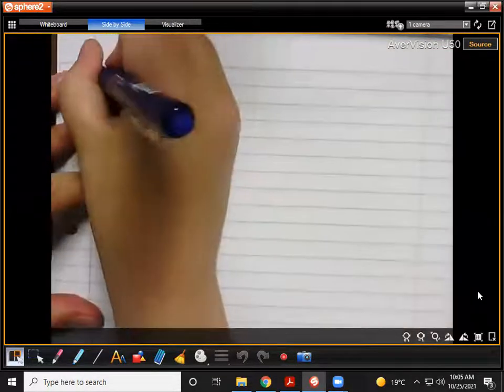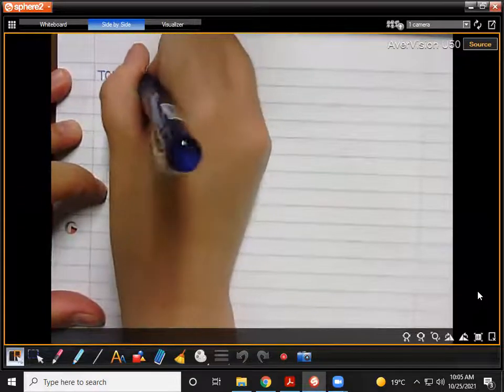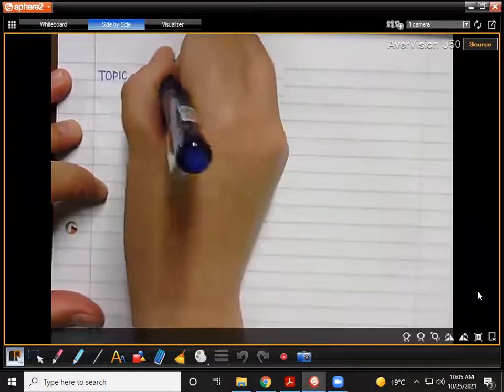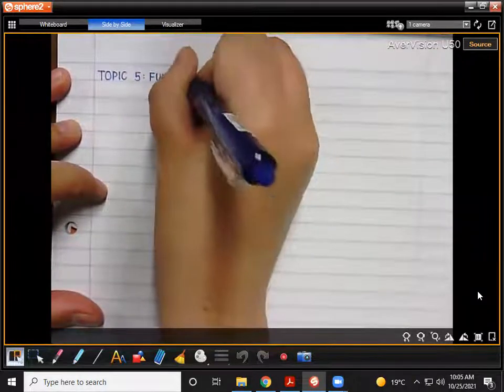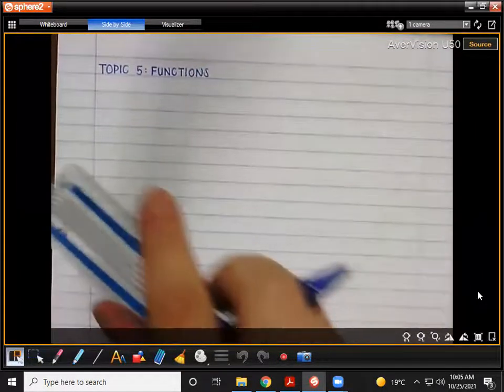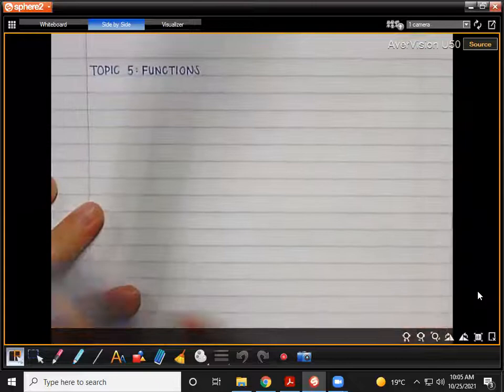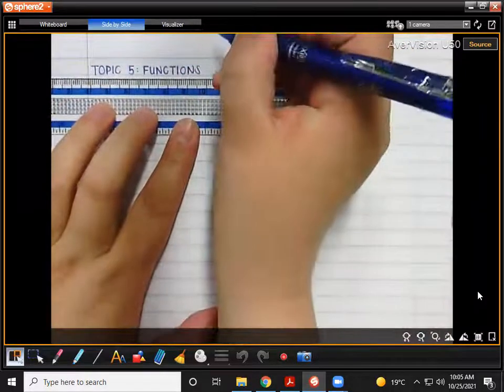Just want to check quickly which topic this is. 5. Okay, guys, are you done with that page? All right, topic 5, functions. It's topic 5 in the textbook. All right, it's obviously not the 5th topic that we're doing this year.